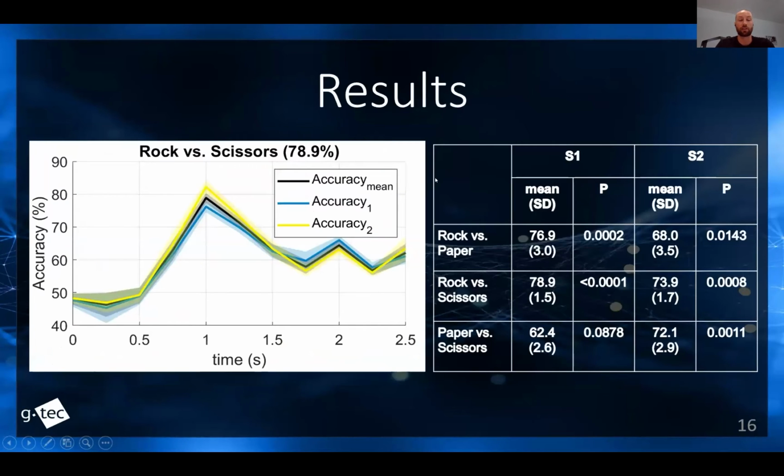And the accuracy in this case increased to around 78.9% after 1 second of the movement onset. Here I have to say subject S1 did the motor execution and subject S2 did the motor imagery, even though we had here significant results for subject S2. But the best was here for subject S1 for the classification pair rock versus scissors.